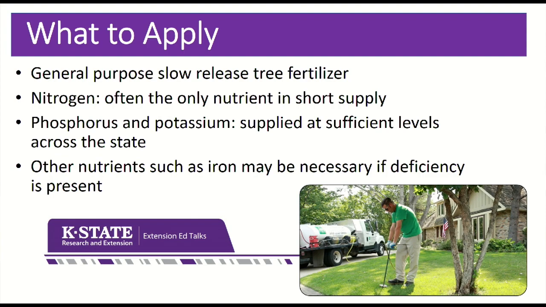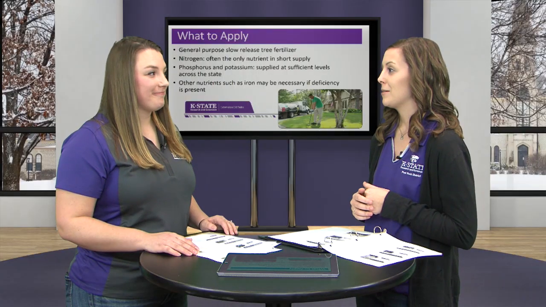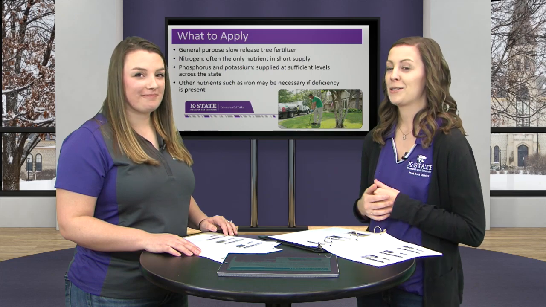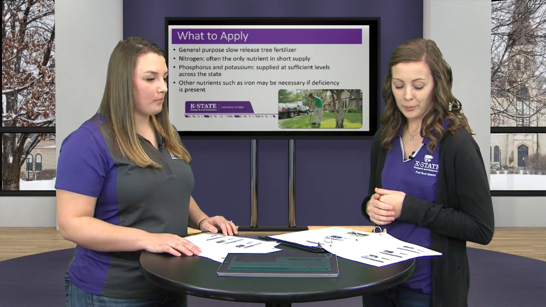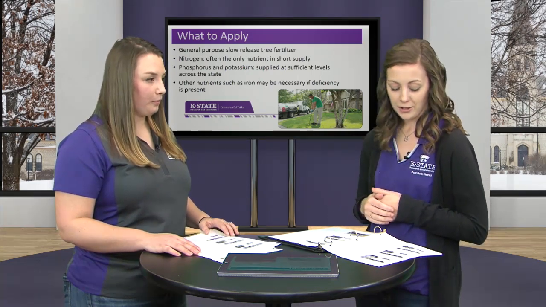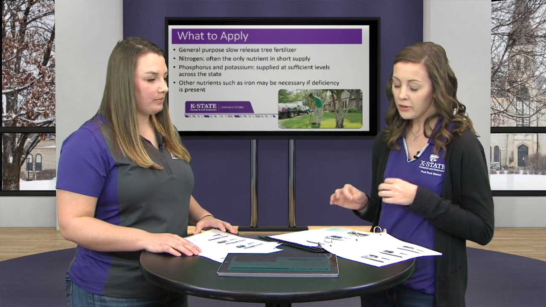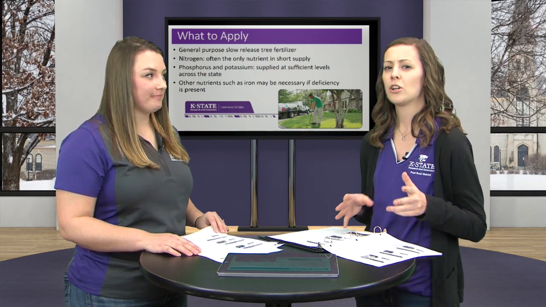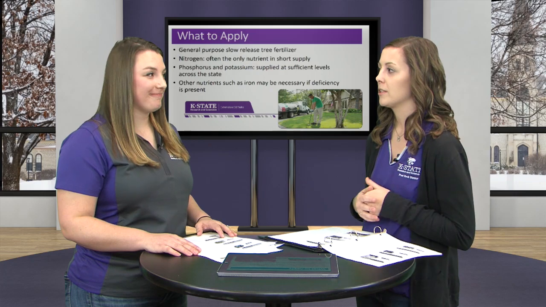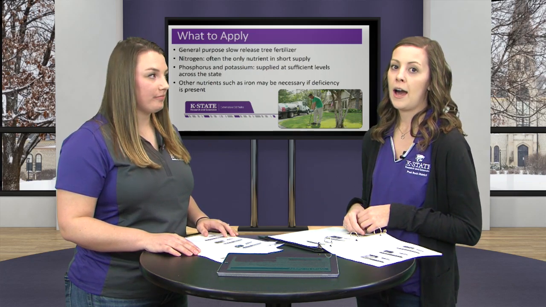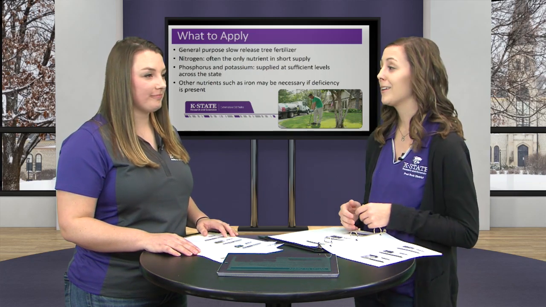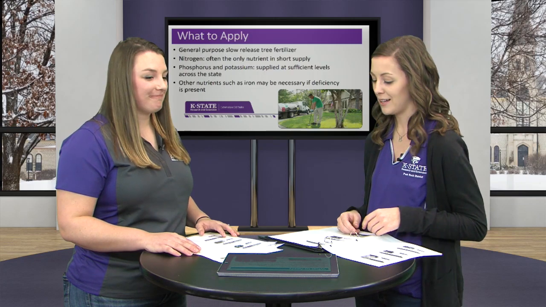Phosphorus and potassium are usually pretty high in Kansas soils. When we get our soil test results back, we see that phosphorus and potassium levels are great. It's the nitrogen that needs a little help. So you'll probably be good to apply a little bit extra nitrogen. And the only other thing that might be lacking, if your tree is showing symptoms, check on the iron percentage. You might need a little extra iron. But before you start applying a lot of fertilizer, make sure you get that soil test.